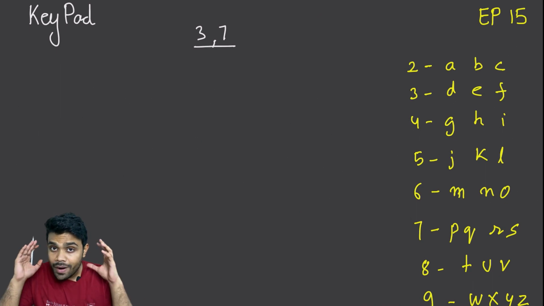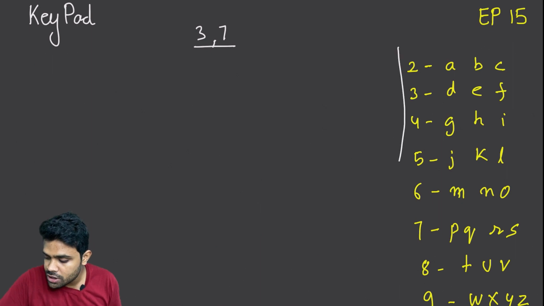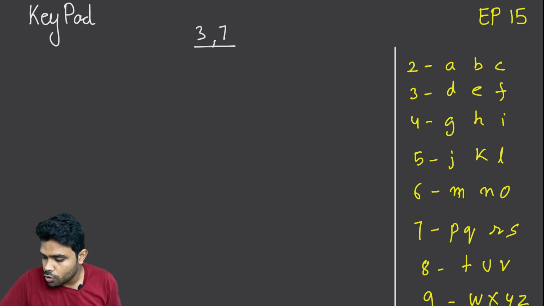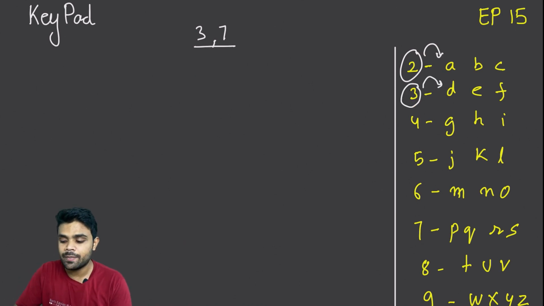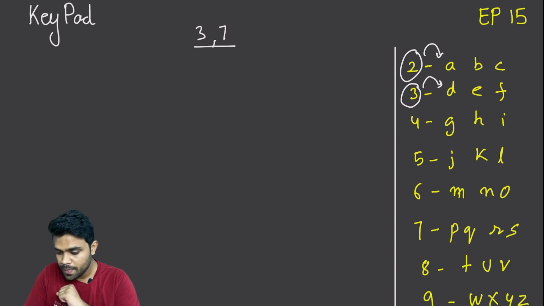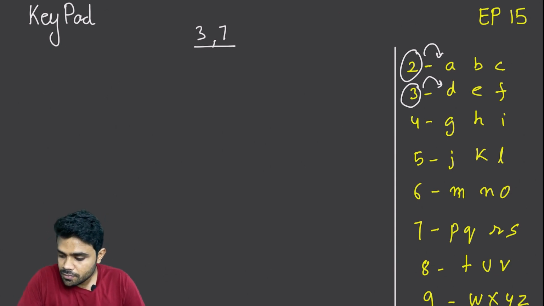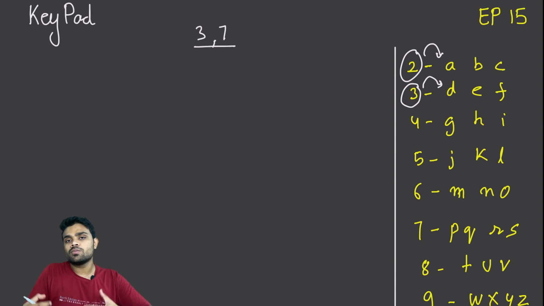If you know any such data structure which could be used to store them, corresponding to 2 you need to store these, corresponding to 3 you need to store these, do let me know in the comment section. We will come back to it later. Okay, so now 3, 7. Now how to think of it in terms of recursion.